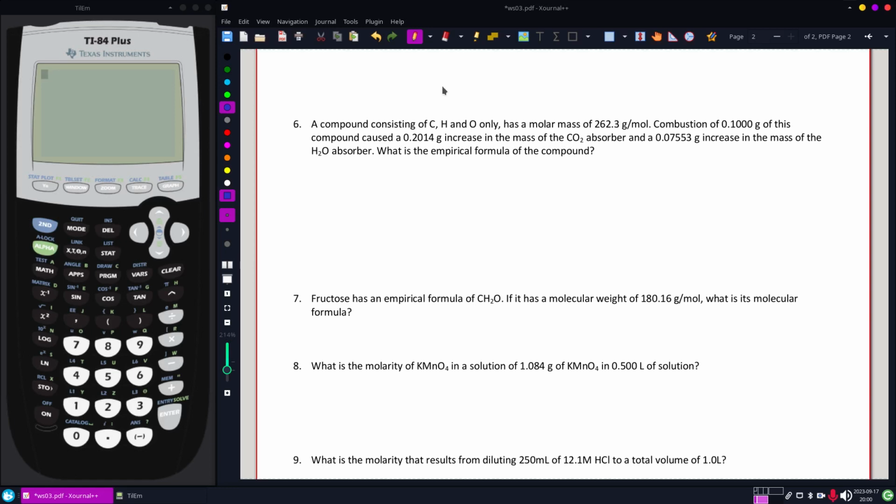Alright, we're looking at 6. A compound containing carbon, hydrogen, and oxygen has a molecular weight or molar mass of 262.3. If we combust exactly 0.100 grams of this compound, it'll cause a 0.2014 increase in the mass of a CO2 absorber and 0.07553 for the H2O absorber.